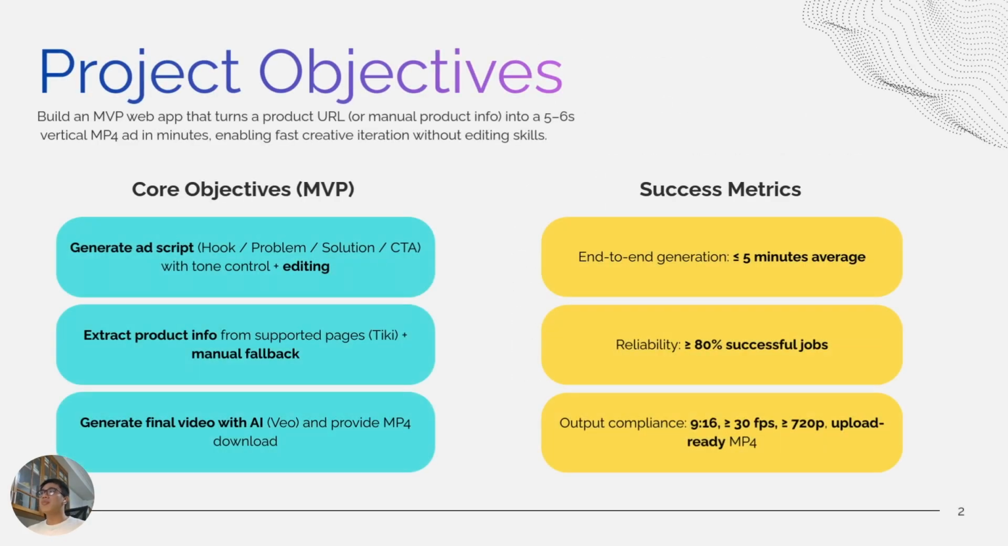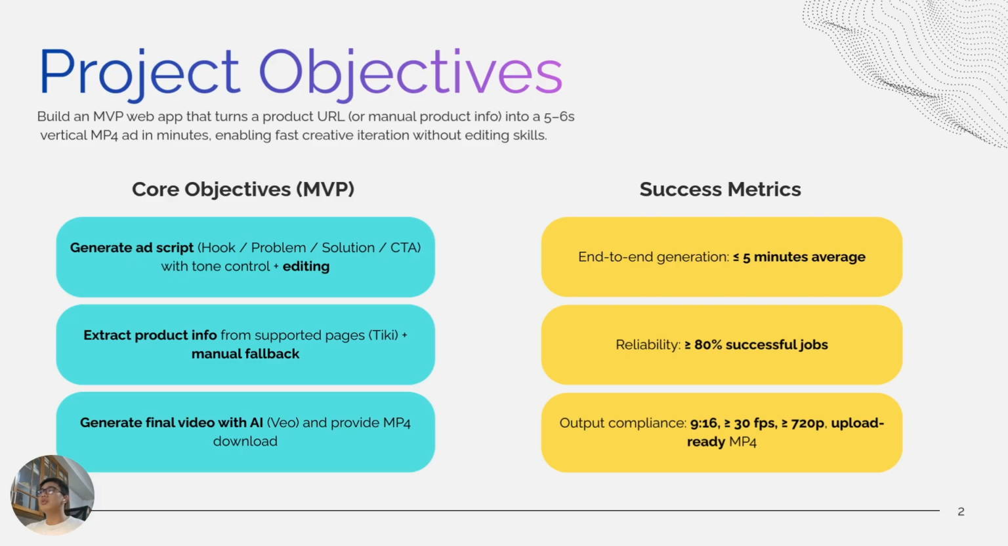On this slide are our project objectives. We aim to make short-form ad creation significantly faster by automating the core steps: take a product URL or manually enter product details, then generate a structure with hook, problem, solution, call to action, script with tone control, and output a 5 to 6 second vertical MP4 ready for TikTok and Instagram Reels.